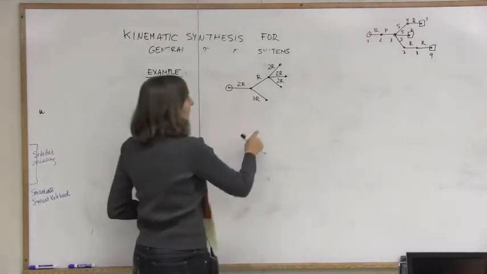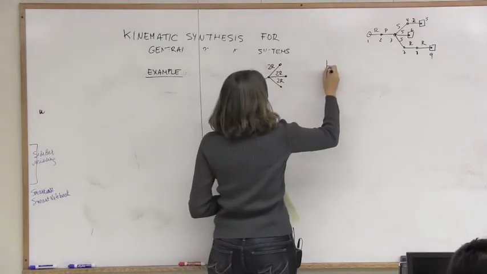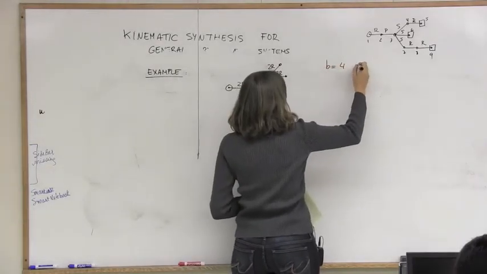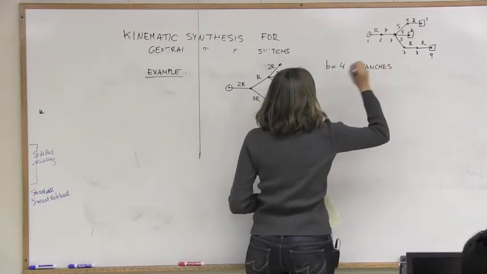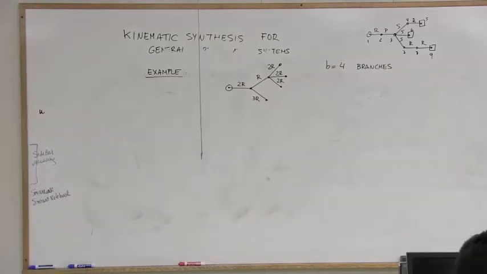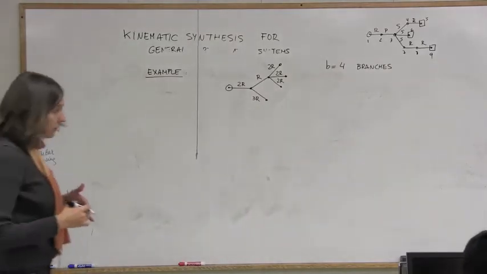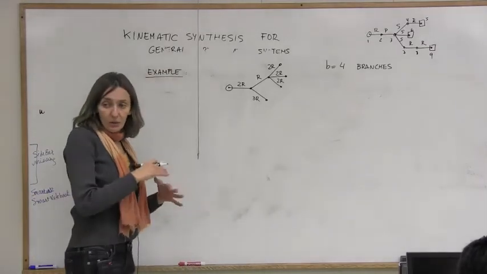So how many branches do we have? As many as in the vector, so 4 branches. B equal 4 branches. And now let's identify how many common joints and how many total joints each branch has. So that will give us our number.